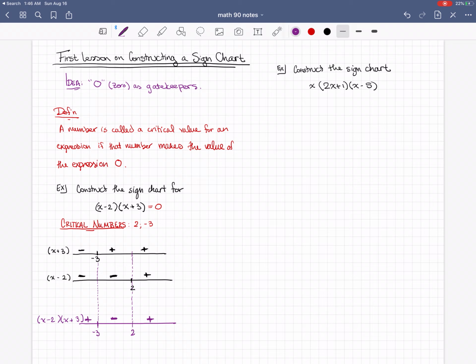I'm not going to do it in this example, but I want you to notice that we are now in a position where we could actually solve an inequality. Like, where is x minus 2 times x plus 3 greater than or equal to 0, for instance?